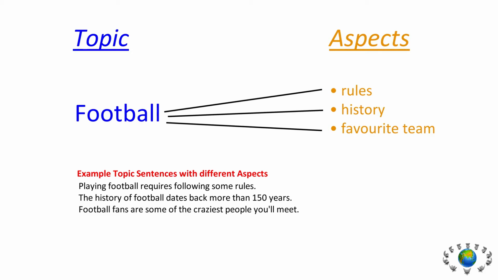Or you might have the same topic, football, but a completely different aspect, the history of football. So we have two papers. They're both about football, but different aspects. All right? Rules of the game, history. You might have another aspect, football and your favorite team. And this paper is all about fans, your favorite players. All right? So when we have topics, remember we also have aspects.